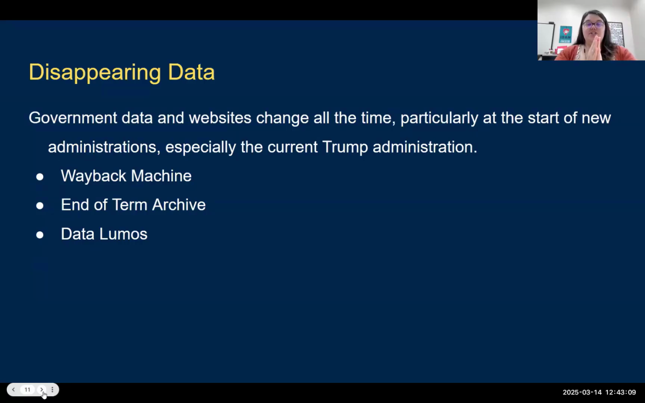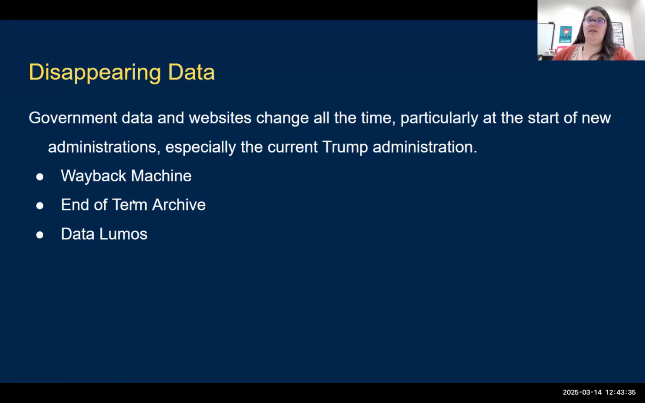So government data and websites change all the time. This is nothing new, right? Particularly at the start of a new administration, especially the Trump administration, there's a lot of information that gets pulled on and off. Like whitehouse.gov, that changes pretty much the second the new president gets sworn in, right? But there are ways to go back and pull information that's changing out there.